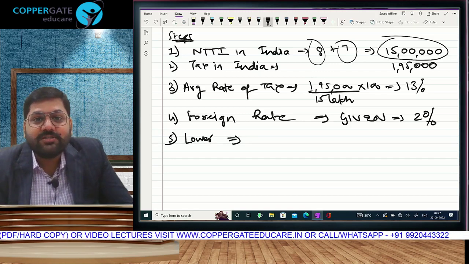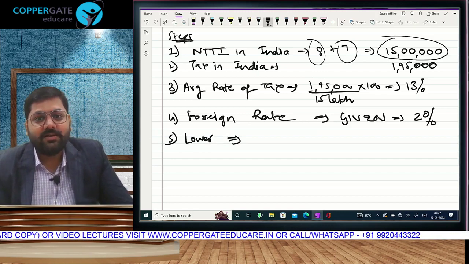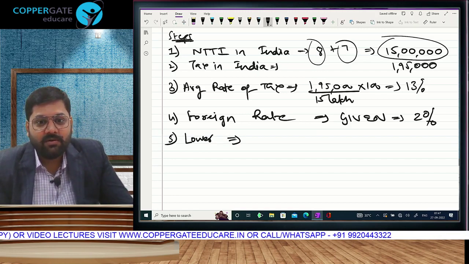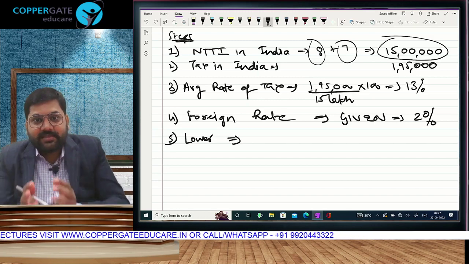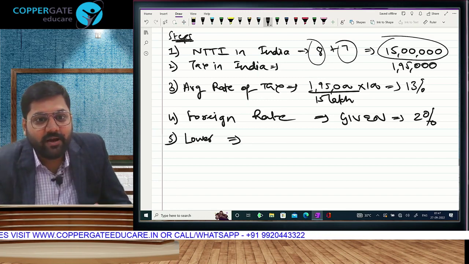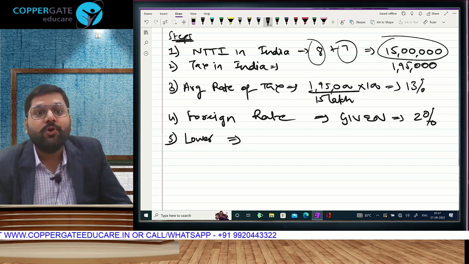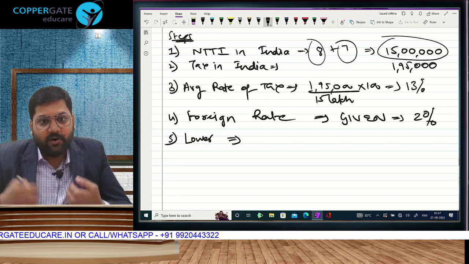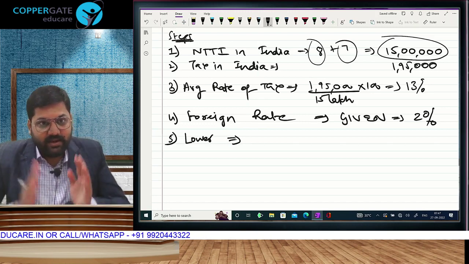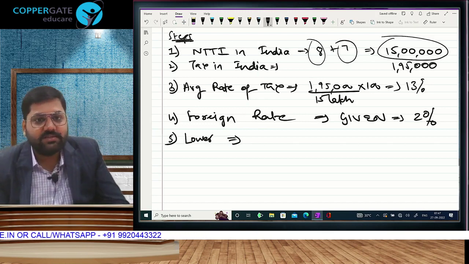The whole concept was what? Tax in India and tax in the foreign country, whichever is lower. I told you, no. 30 here, 40 there, then 30. And 40 here, 30 there, then still 30. Indian tax or foreign tax, whichever is lower.